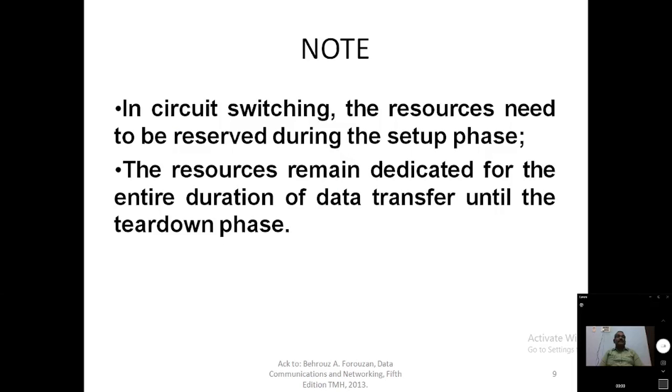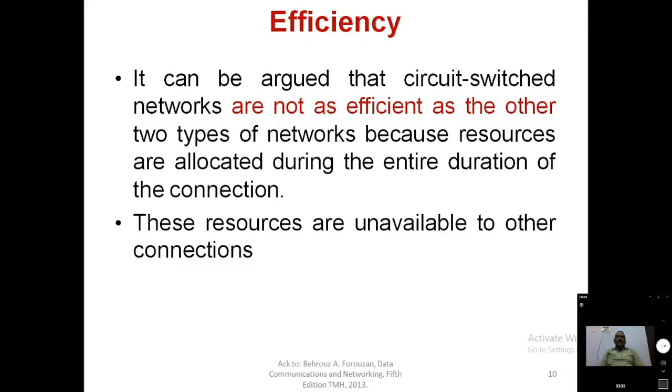The resources remain dedicated for the entire duration of the data transfer until the teardown phase. And when we look at the efficiency of circuit switched networks, it can be argued that they are not as efficient as the other two types of networks, because the resources allocated during the entire duration of the connection are unavailable to other connections unless released by that particular communication. Otherwise, those resources are not used by any other connection. That is the reason this one is not efficient.